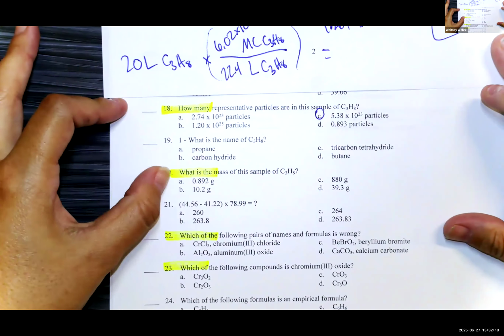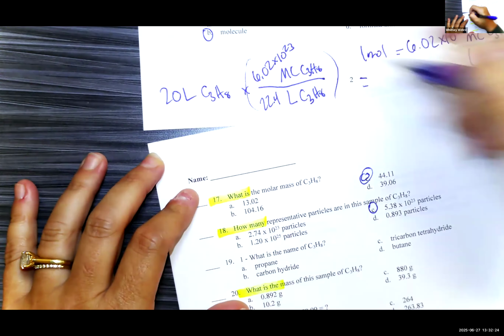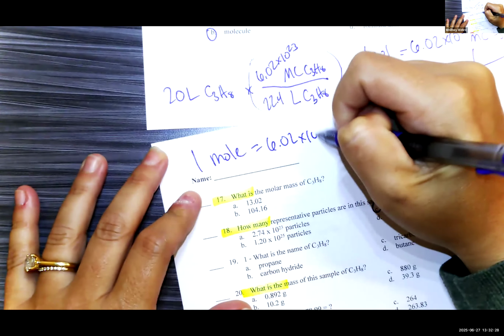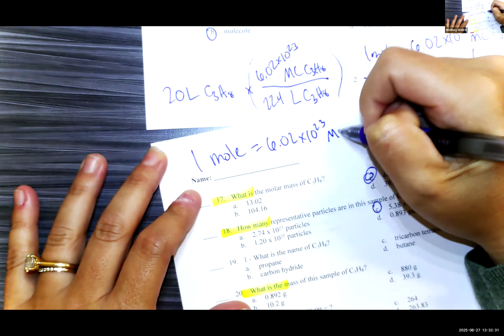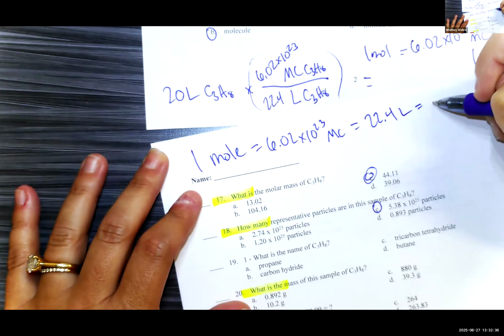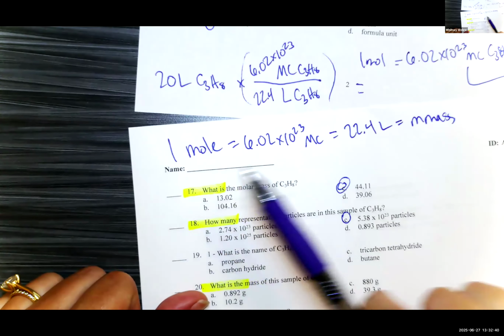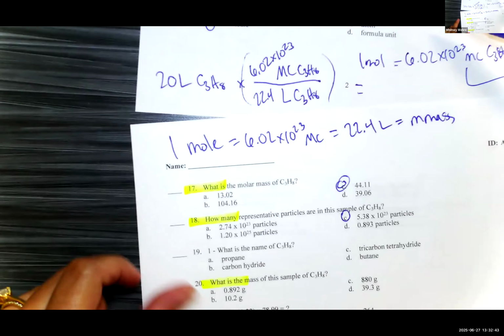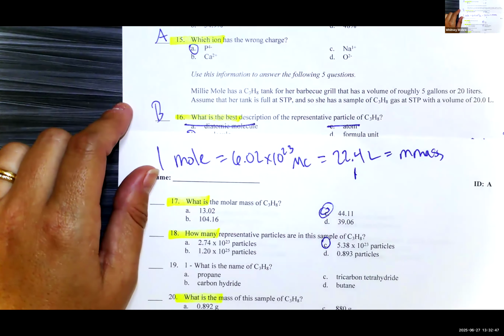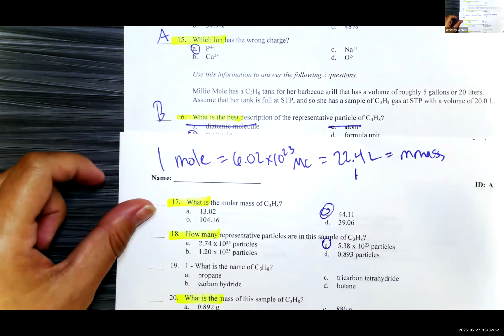Number 20 says, what is the mass of this sample? So it's asking for grams. If I go back to that mole triangle, 1 mole equals 6.02 times 10 to the 23rd representative particles. So in this case, it's molecules. All right, that's all of the numbers from the mole triangle. It gives us in the problem liters. So I already know I need this number. What other number do I need if it's asking for grams?